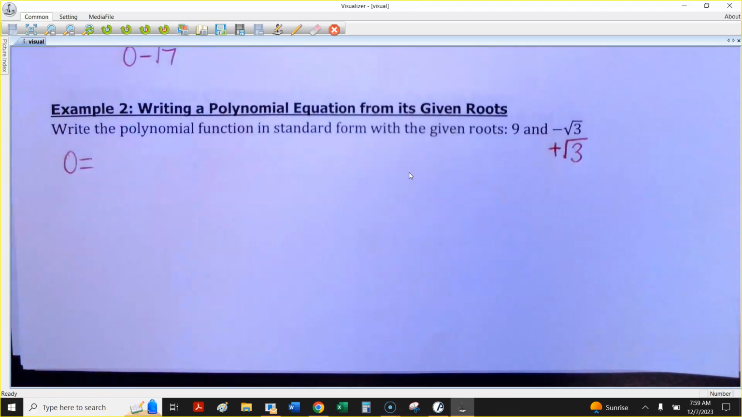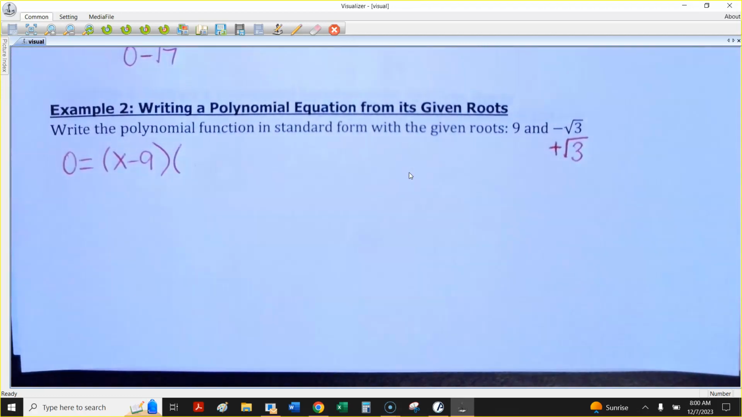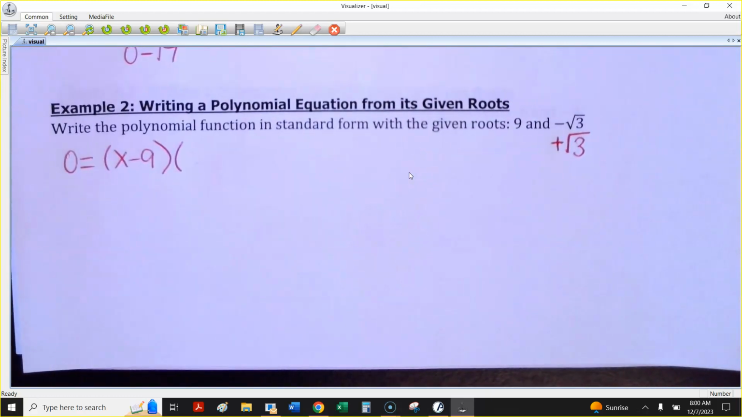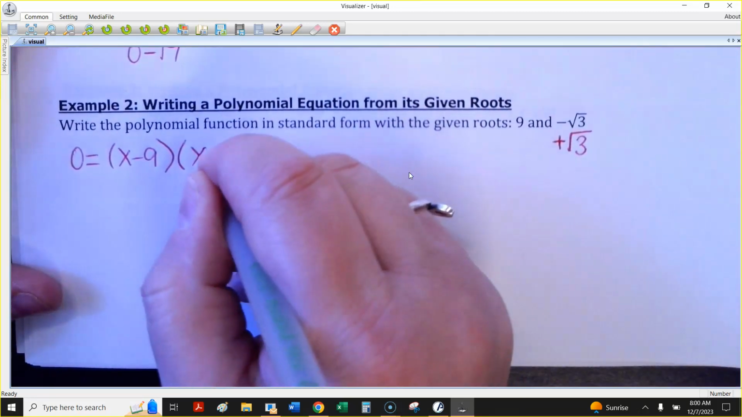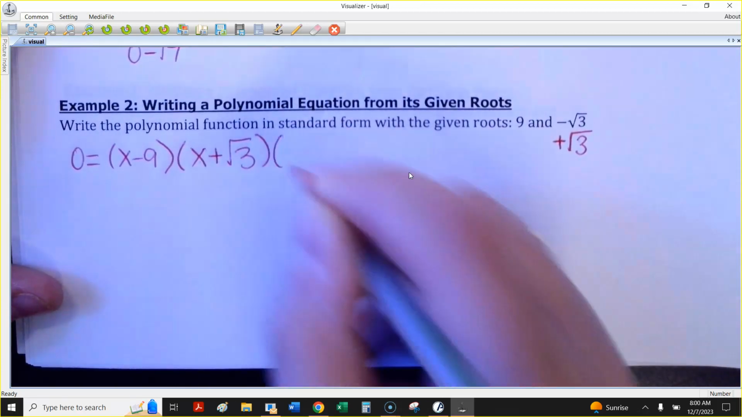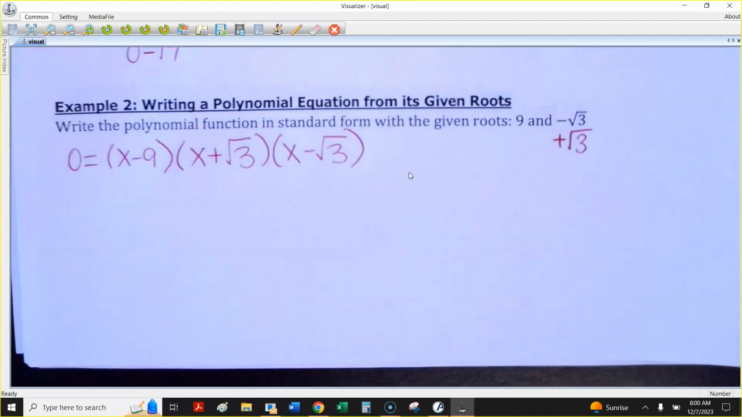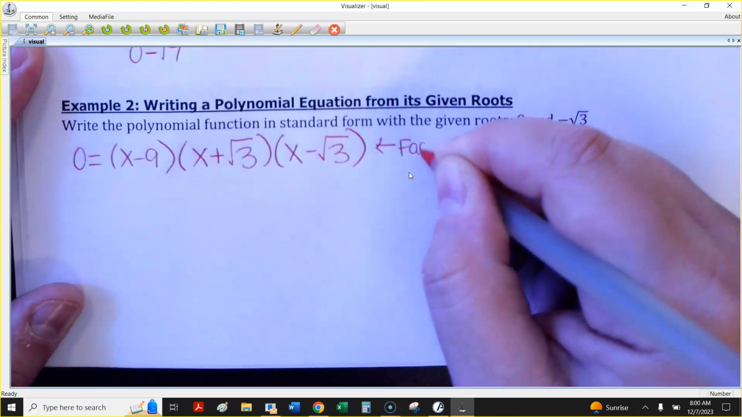X minus 9. Okay. Now, if I told you negative square root of 3, they gave that to us in the problem, how would you write that in a little set of parentheses? If I told you negative square root of 3, how would you write that? Exactly. Just treat it like it's a normal number. If it's negative, like this is minus, just do x plus square root of 3. For the positive square root of 3, you would do x minus the square root of 3. So this guy that we just wrote out, we took care of all of those zeros. This would be your factored form.